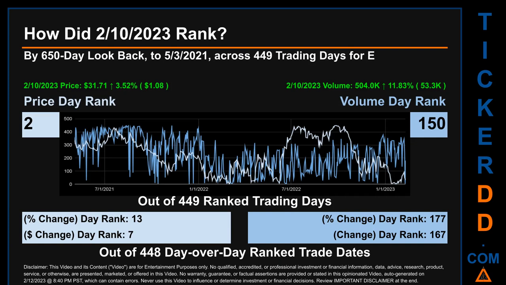The line graph overlays price and volume's daily ranking, as shown respectively in light versus dark blue, across those target trading days. In this view, essentially the dips are good whereas the spikes are bad. The price's day-over-day percentage change, jumping 3.52% on the 10th of February 2023, had a day rank of 13 while its dollar difference of $1.08 had a rank of 7 when compared day-over-day across 448 trading days. Volume's percentage change and difference were ranked respectively at 177 and 167.